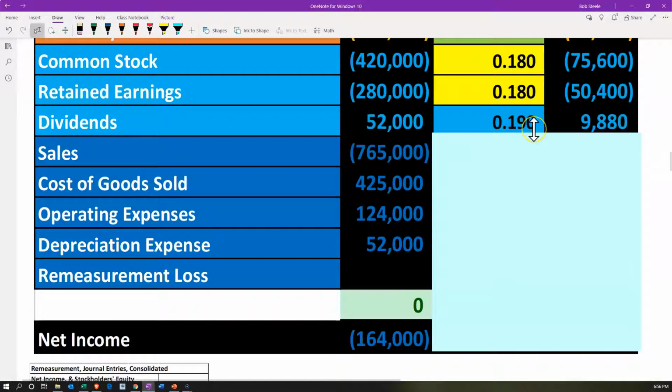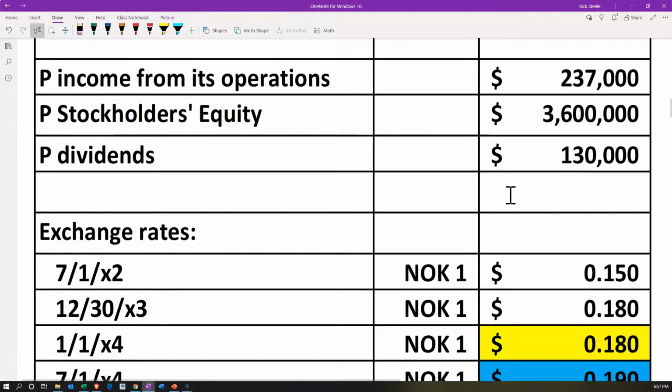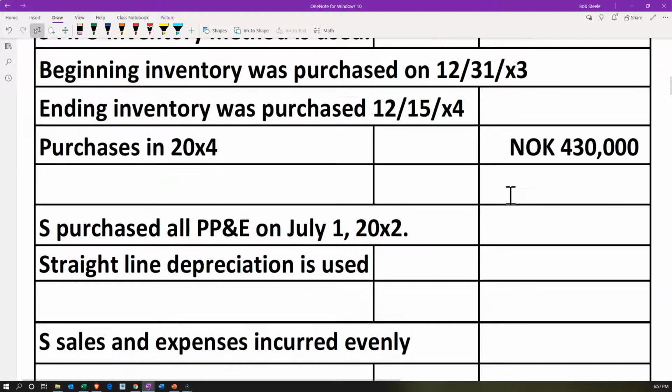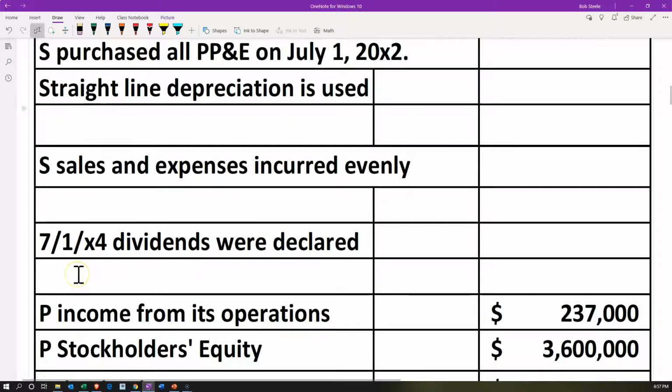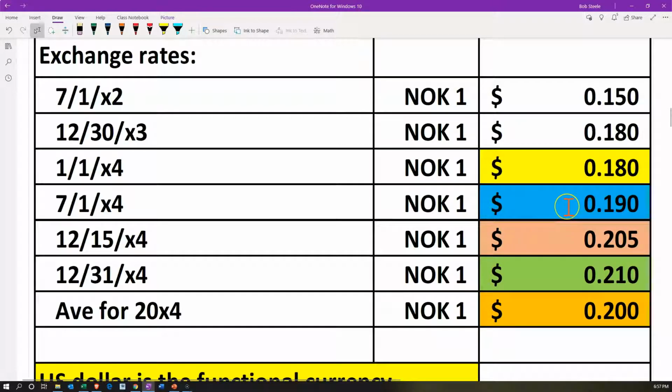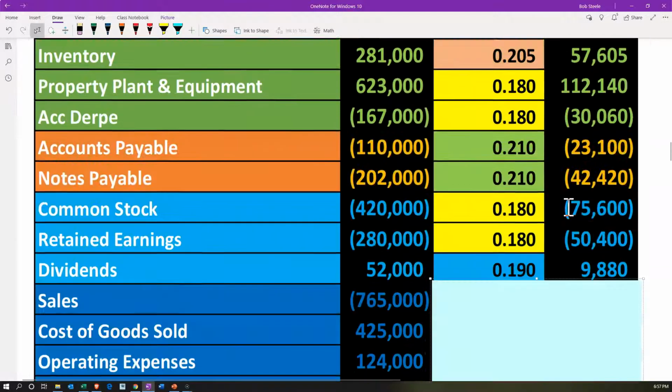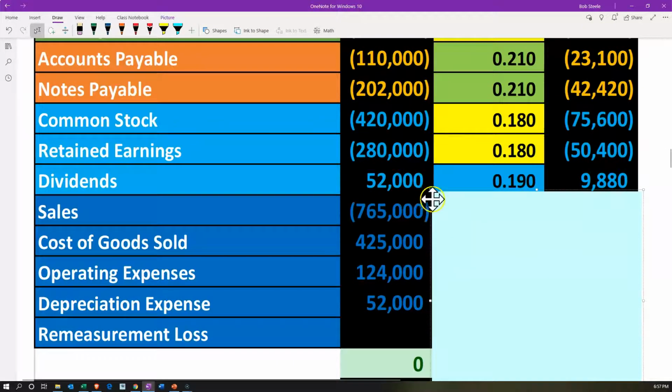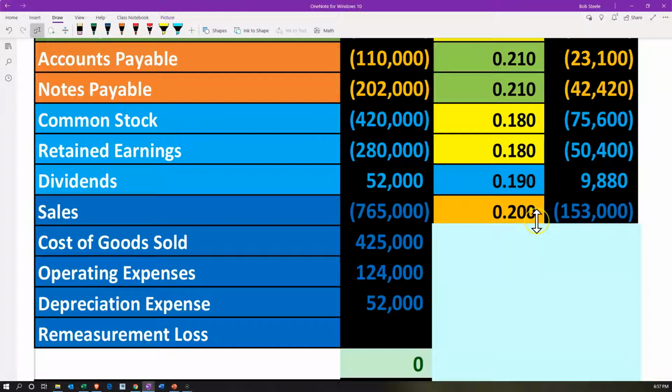Then the dividends went out, and we know the date that the dividends went out, because the dividends aren't happening all the time throughout the whole year. We can basically just pick the date, use the exchange rate when the dividends went out. They told us when the dividends went out somewhere up here. Right here, it says on 7/1 X4, that's when the dividends were declared, and I'm assuming went out. So that's going to be the 0.19. So we're using the 0.19 exchange rate, the one on 7/1 for the dividends. So the 52,000 times that 0.19, that's going to be the 9,880. Then we're on the income statement.